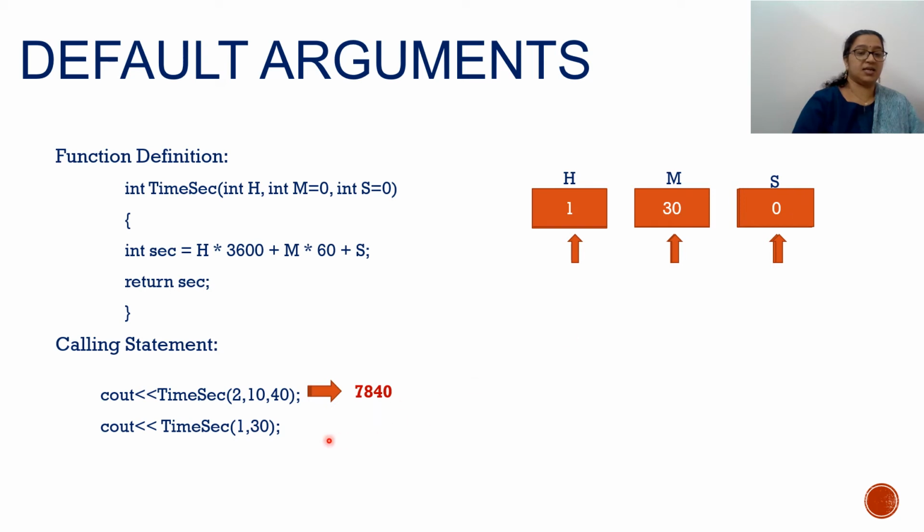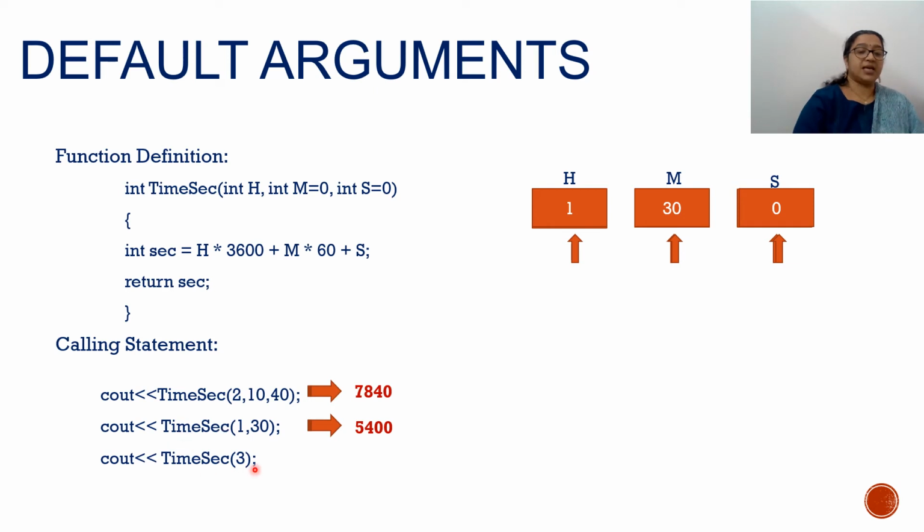So what is the answer? 1 into 3600 plus 30 into 60. We'll get the answer as 5400. Clear?